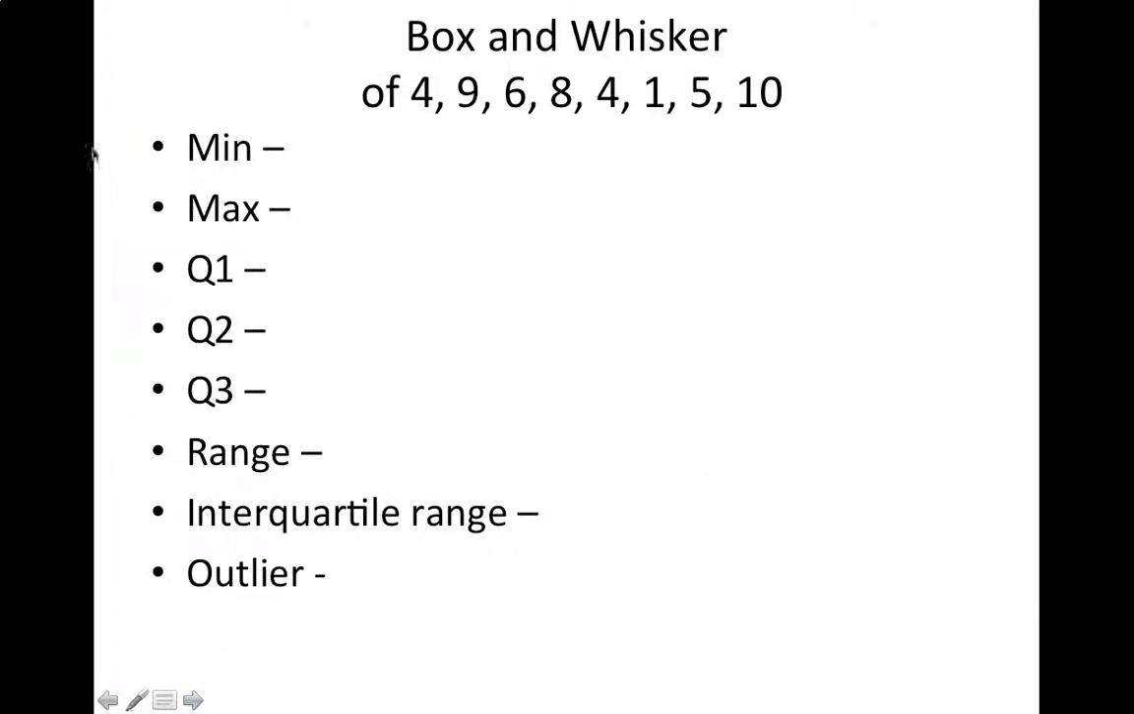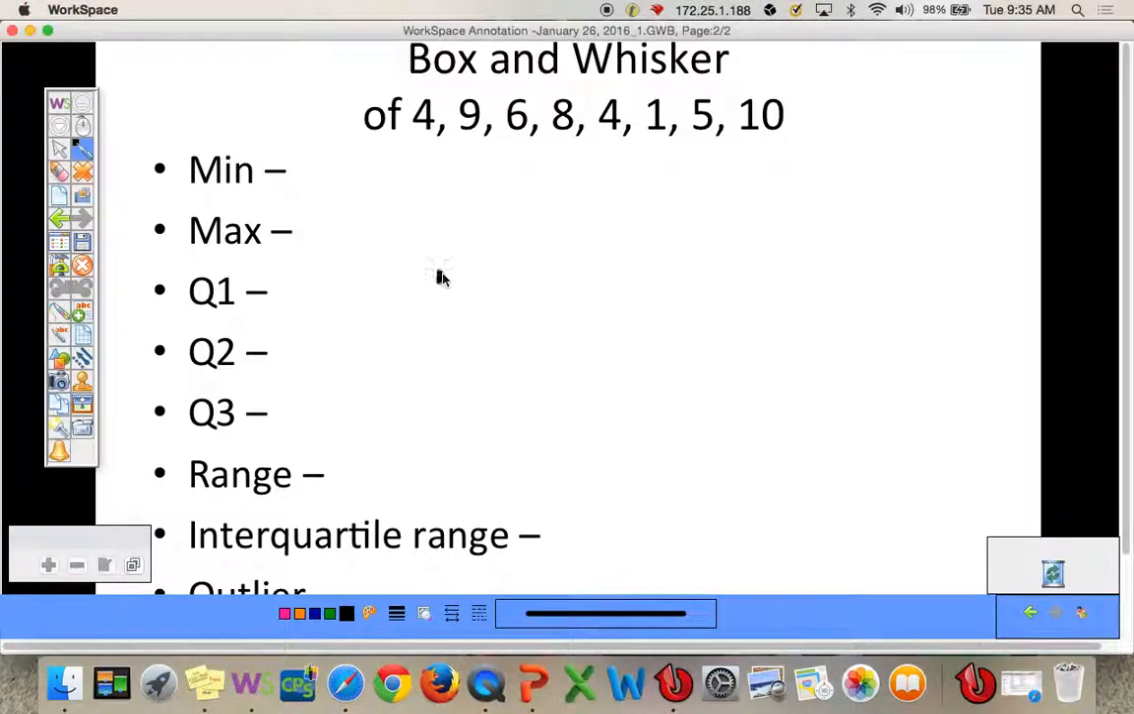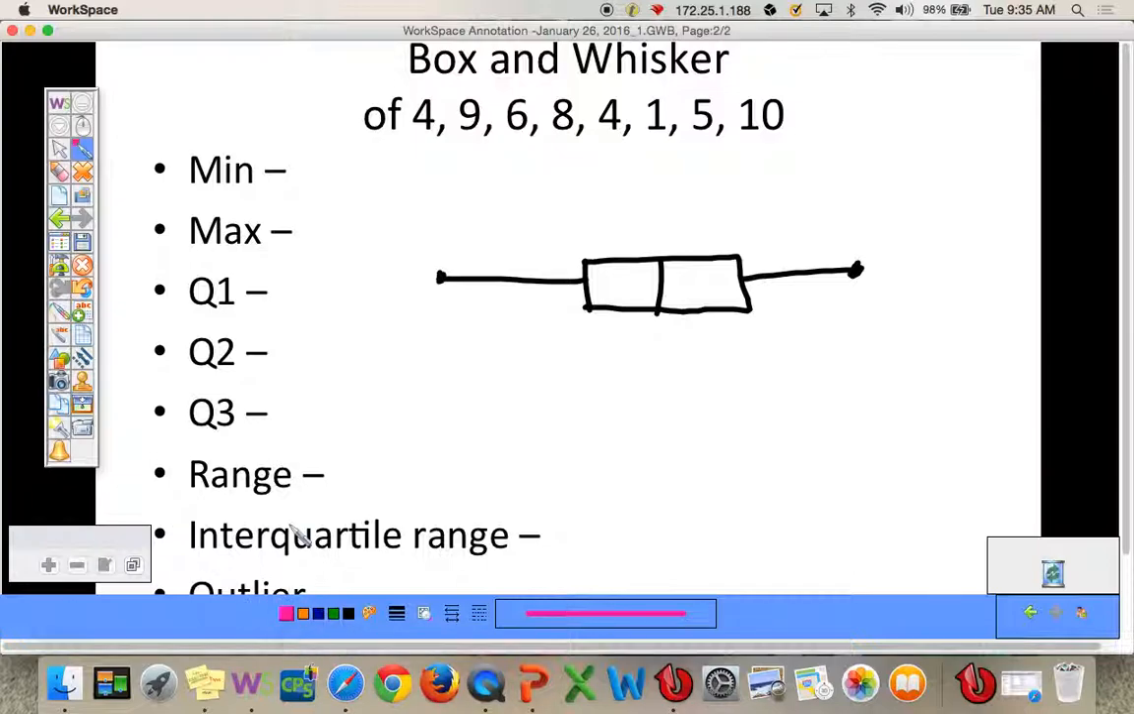A box and whisker plot, you'll have to know what everything stands for. So let's say we have this box and whisker plot right here. The min is the smallest value, the max, and then we have Q1, we have Q3, and then we have the median, which is also called Q2. All right, this is your 5-number summary.